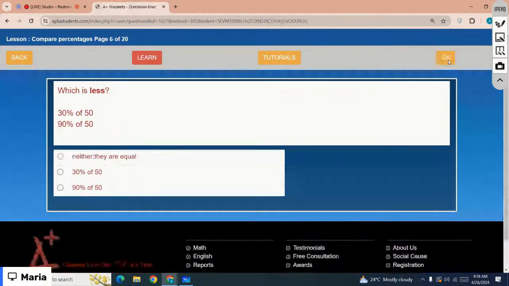Which is less, 30% of 50 or 90% of 50? 30% of 50 is less. The correct option is 30% of 50.